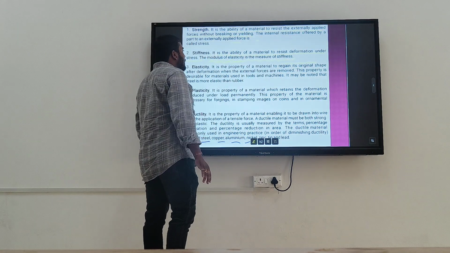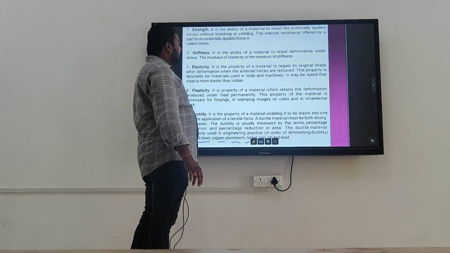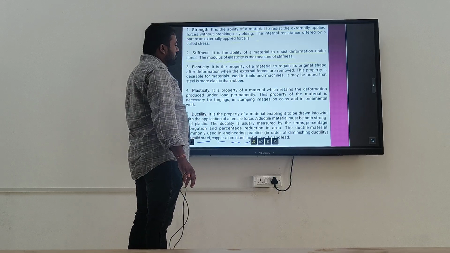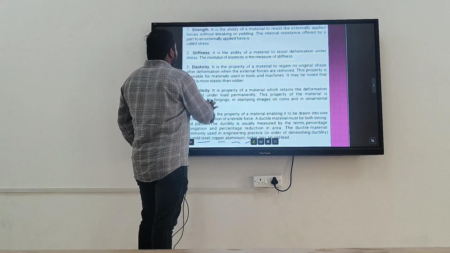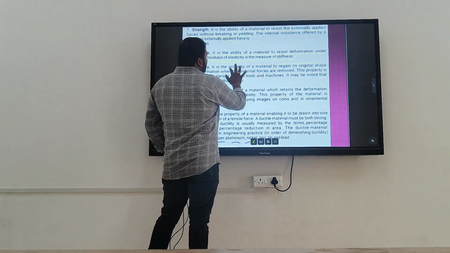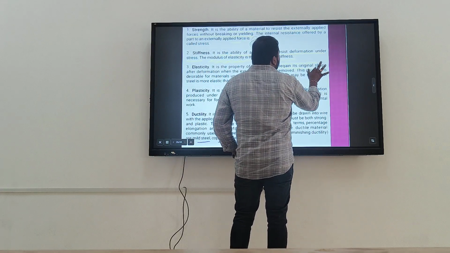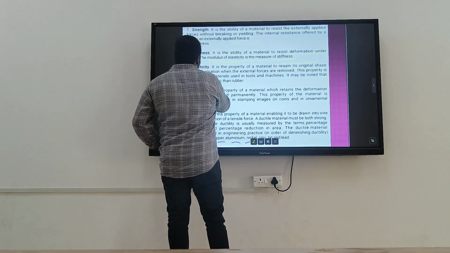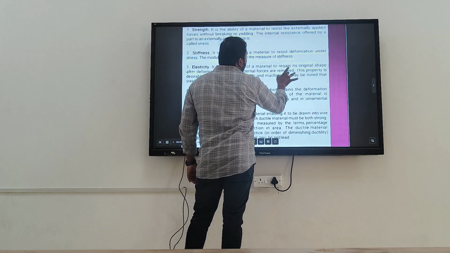Sometimes a question asks through which we can measure the stiffness. That is the modulus of elasticity. Elasticity is the property of a material to regain its original shape after deformation when the external forces are removed.